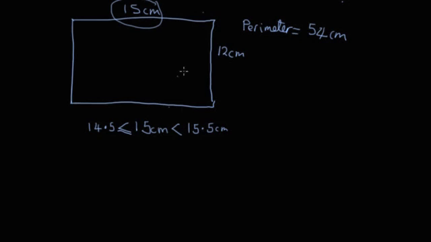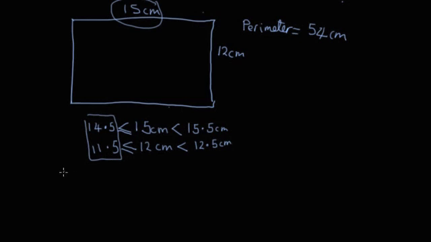In the same way, let's think about the width, the 12 centimetres. What is the smallest width this rectangle could be? Well, it could be 11.5, because 11.5 is the smallest length that would be rounded up, and again it could be equal to 11.5. Similarly, the maximum length could be 12.5.